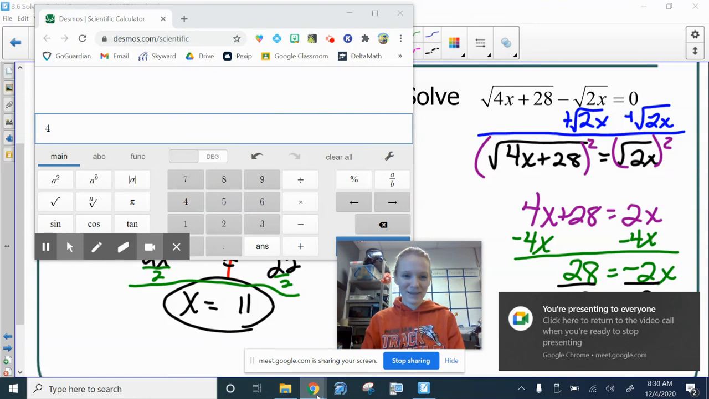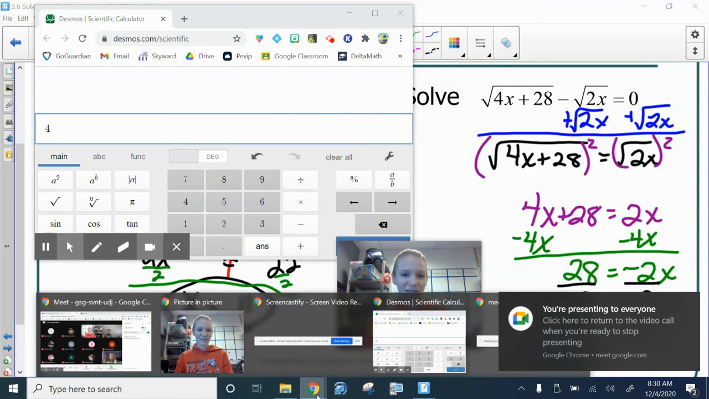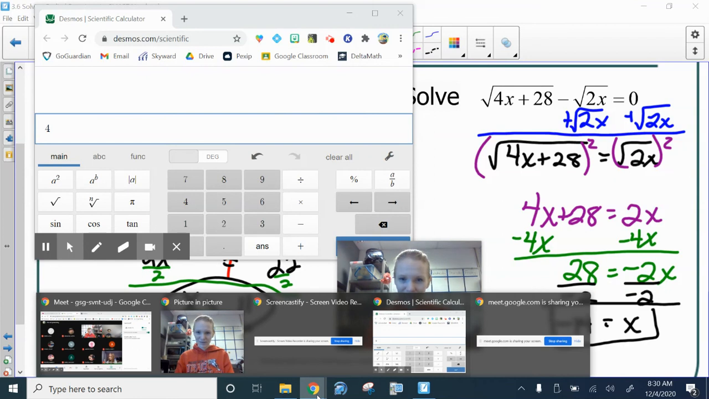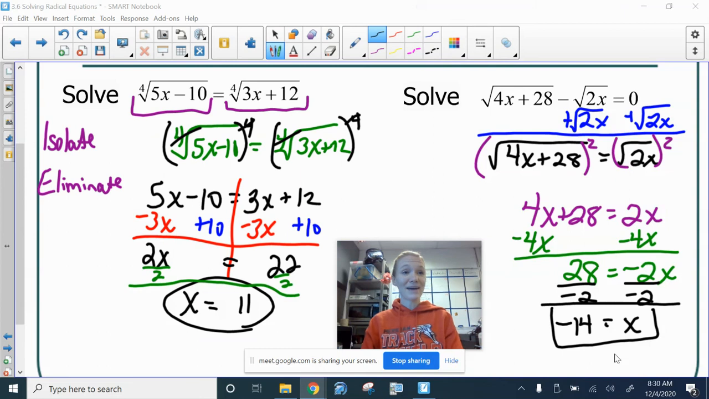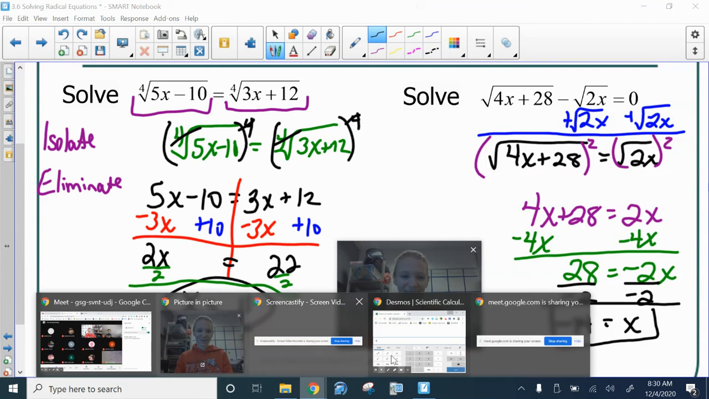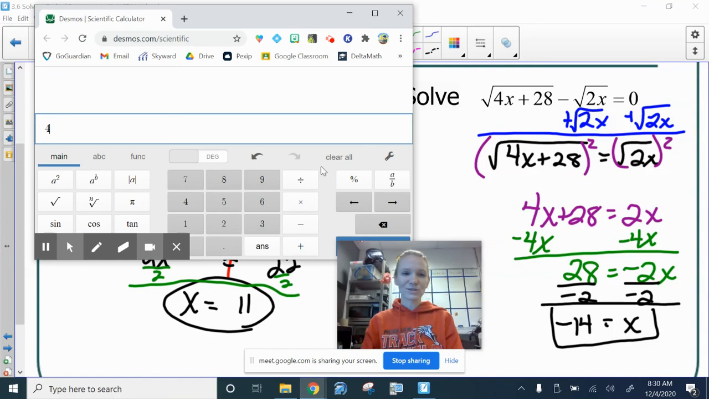Okay, and is my Screencastify still recording? Yes, it looks like it is. Okay, so let's try that one more time. I have a negative 14 for my x. That's an issue, and that's because these are square roots.